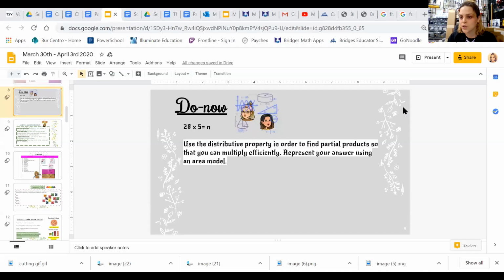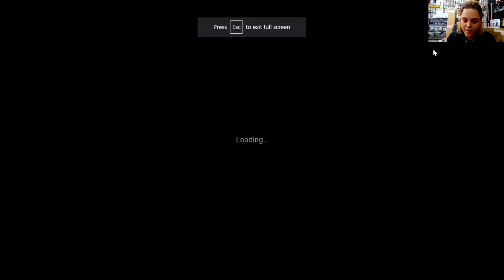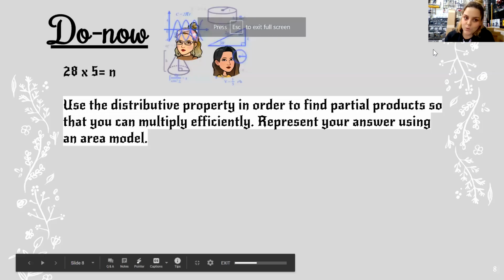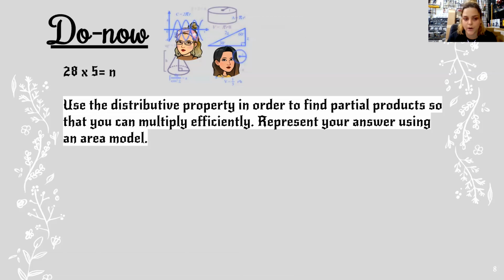All right. So let's go into present mode, and here we go. Our do now: 28 times 5 equals n. You're going to use the distributive property in order to find partial products that you can multiply efficiently. Represent your answer using an area model. If you haven't already, take out your math notebook and you're multiplying 28 times 5. Sure, you could do repeated addition, but I'm going to ask you to move away from that strategy because we're looking to use more efficient strategies, such as the distributive property, like decomposing one of your factors and then using the area model to represent that work. So go do that now.